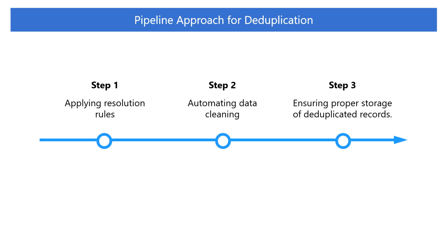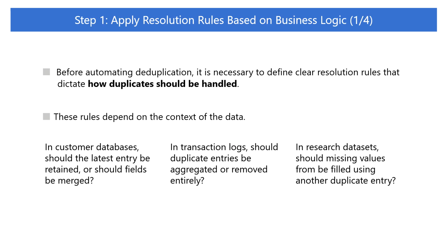Pipeline approach for deduplication. An effective deduplication pipeline involves three essential steps: applying resolution rules, automating data cleaning, and ensuring proper storage of deduplicated records. Before automating deduplication, it is necessary to define clear resolution rules that dictate how duplicates should be handled. These rules depend on the context of the data.